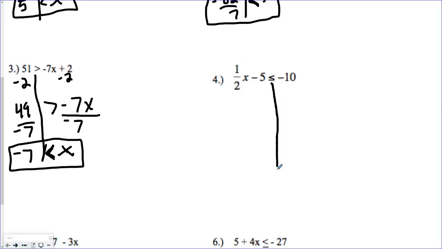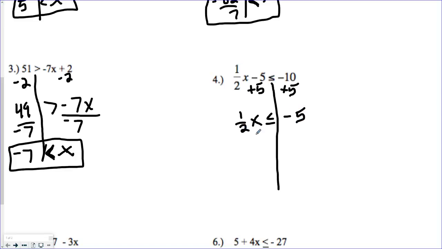For fractions, again, no big difference. Our 1/2 x minus 5 is less than or equal to negative 10, so get rid of the minus 5 by adding. Whoops, need to add 5, not add 2. So add 5 there. And again, we're not dividing or multiplying by a negative, so we can just keep the sign the same for now. So less than or equal to negative 5.